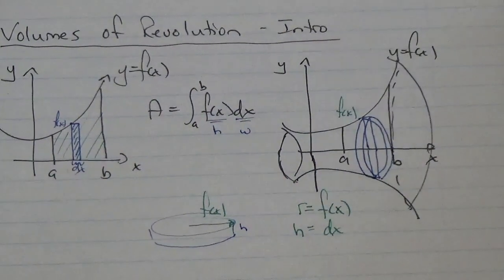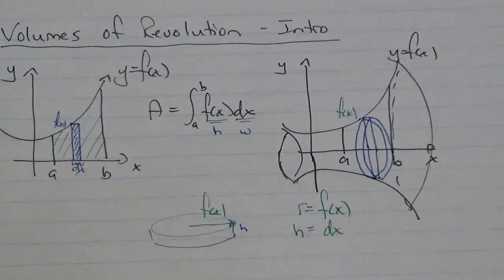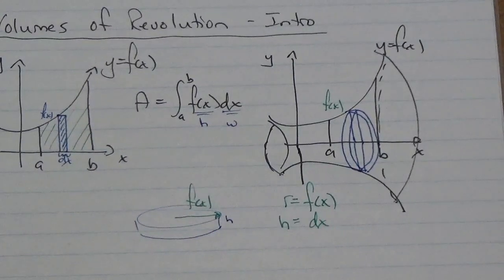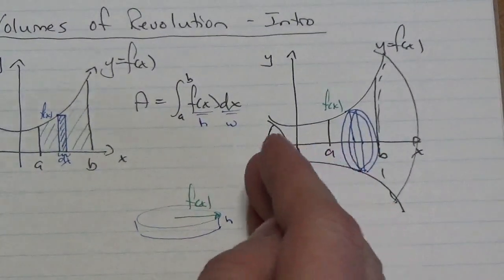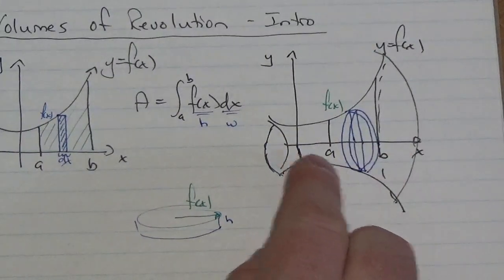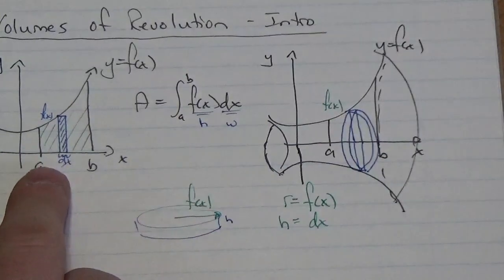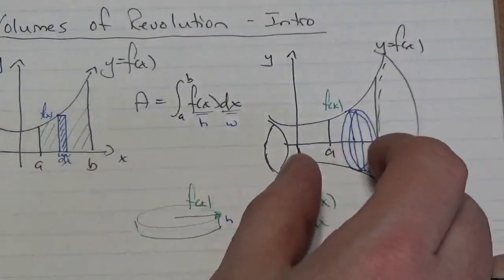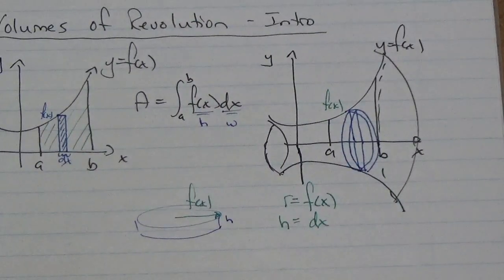Now, when I integrated over here, I added up all of those rectangles, all of those infinite number of rectangles, to get the area under the curve. Well, shouldn't I be able to add up the volume of all of these discs between a and b? Sorry, I think I said volume over here, but it should be area here. To get the volume, shouldn't I be able to add up all of those discs to get the volume of the overall shape here?